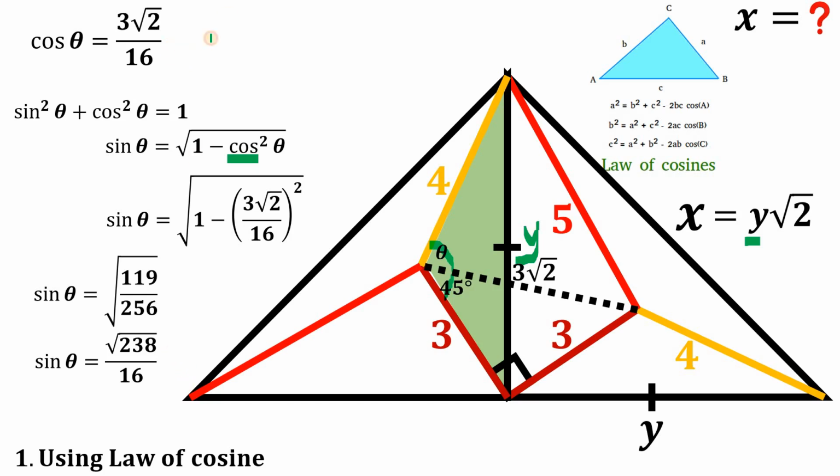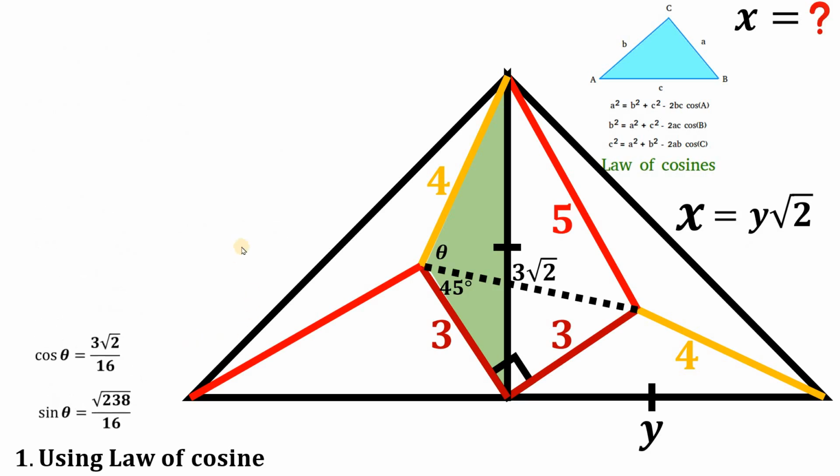So now, we know cosine theta equals 3 times square root of 2 over 16, and sine theta equals square root of 238 over 16. So we will use those values to answer this question. Now, finally, we can use the law of cosines in this triangle.